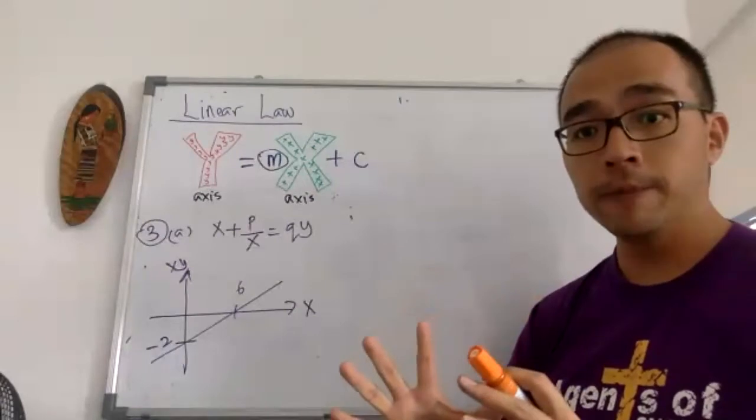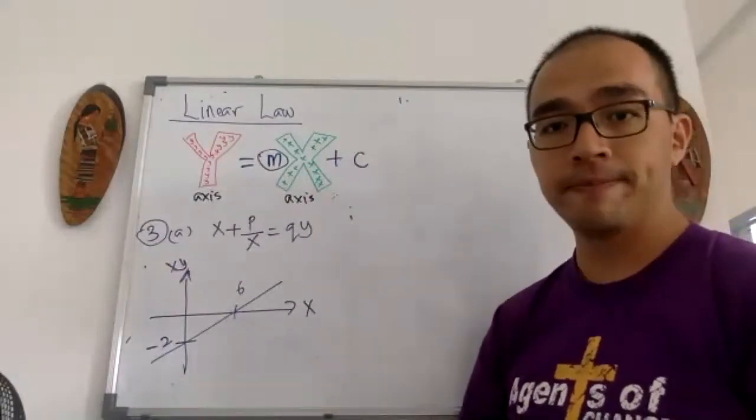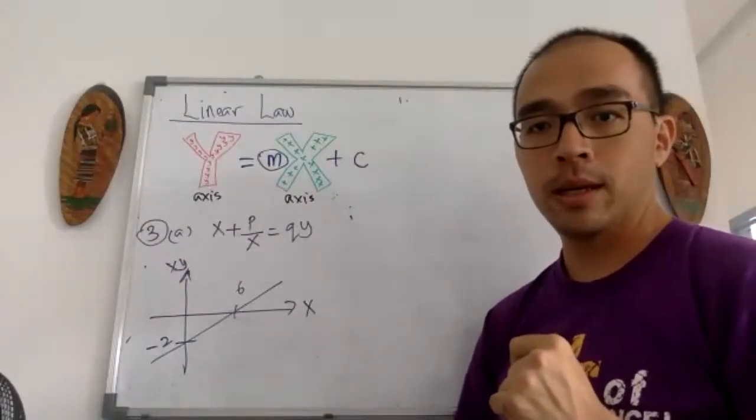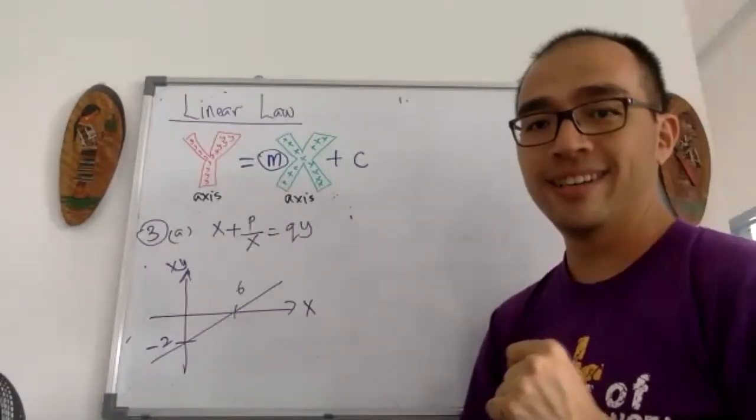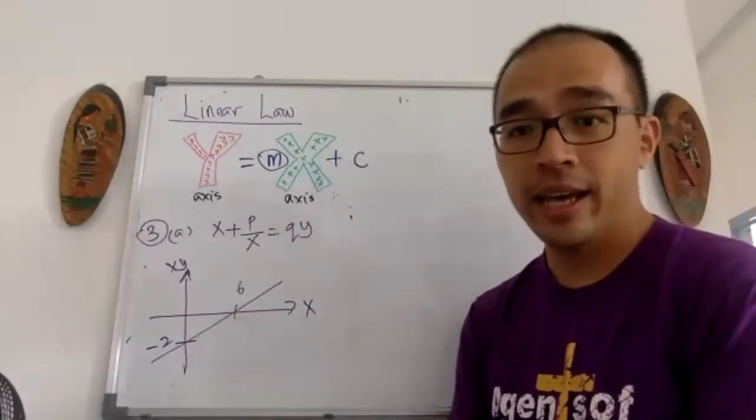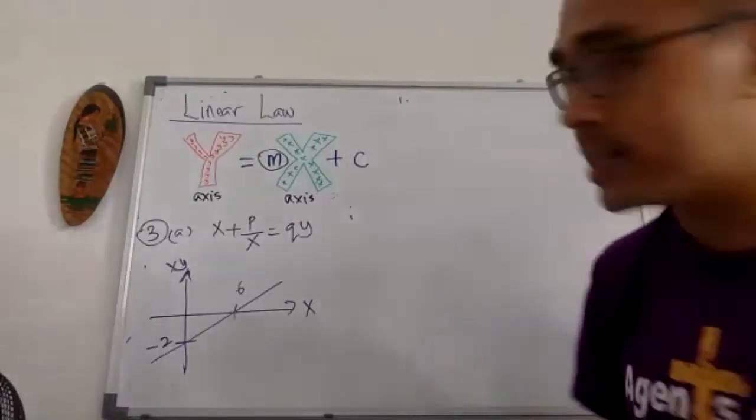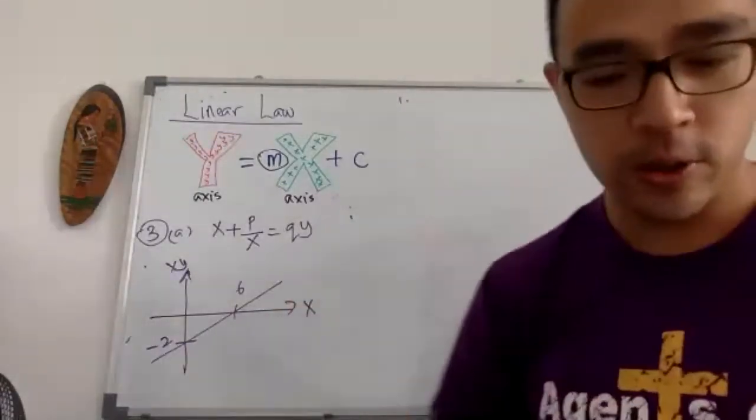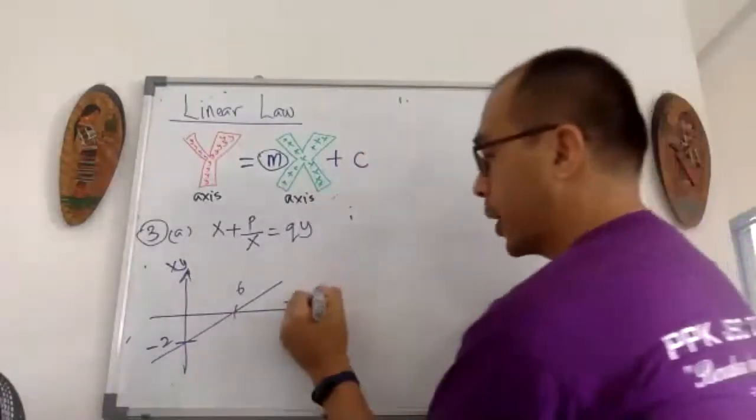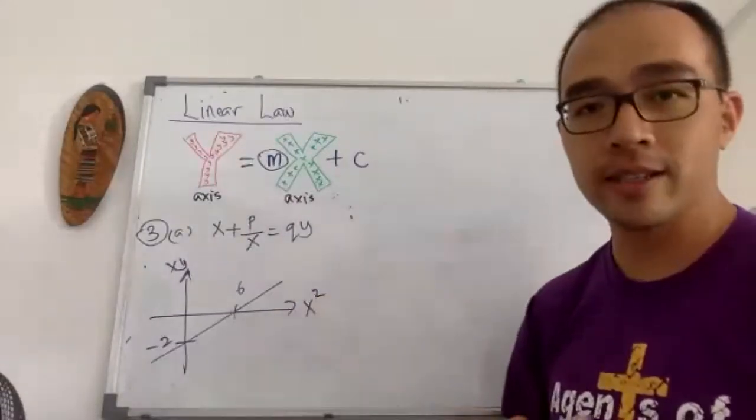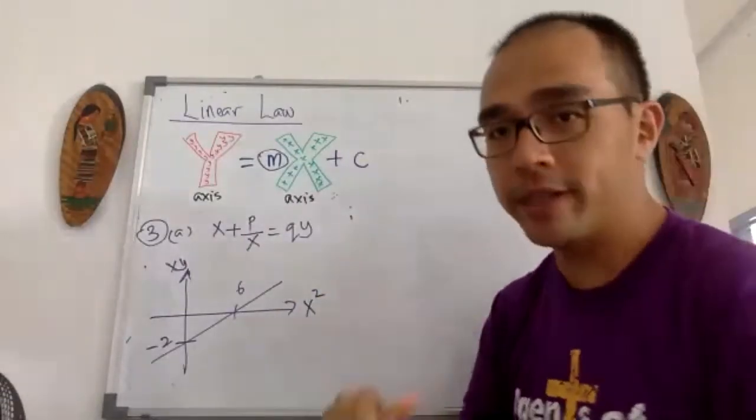yes, Azhar. Sorry, there's a question. The x-axis there, x squared. Yeah. Oh, yes, thank you very much. X squared, x squared. Did I miss out anything? Okay. Thank you for telling me.